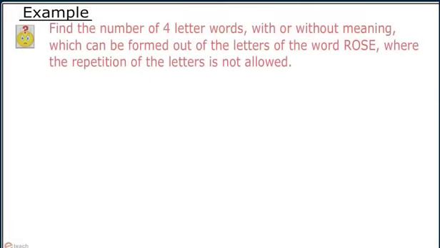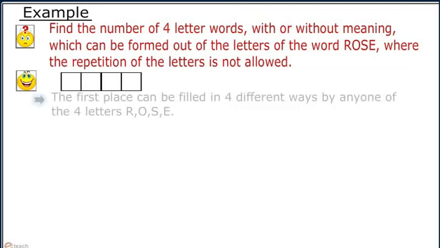Let's have an example. Find the number of 4-letter words, with or without meaning, which can be formed out of the letters of the word ROSE, where repetition of the letters is not allowed. Solution. The first place can be filled in 4 different ways by any one of the 4 letters R, O, S or E.